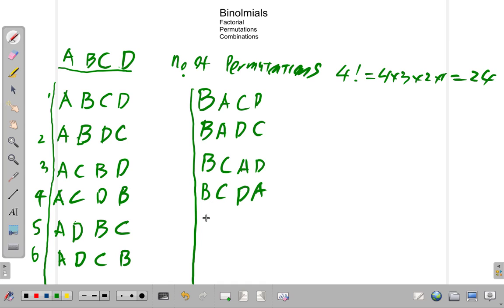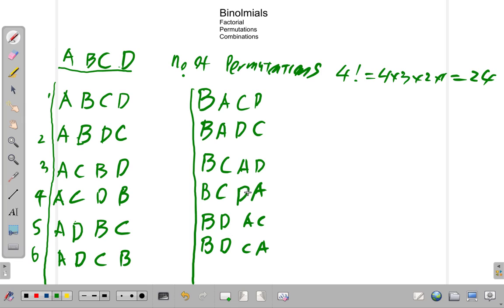Good. Let's start with B again. We'll have 2 of them. We have BA already. We have BCs already. Now BDs. I guess we're going to have 2 BDs. Now we have BD, AC, and BD, CA.